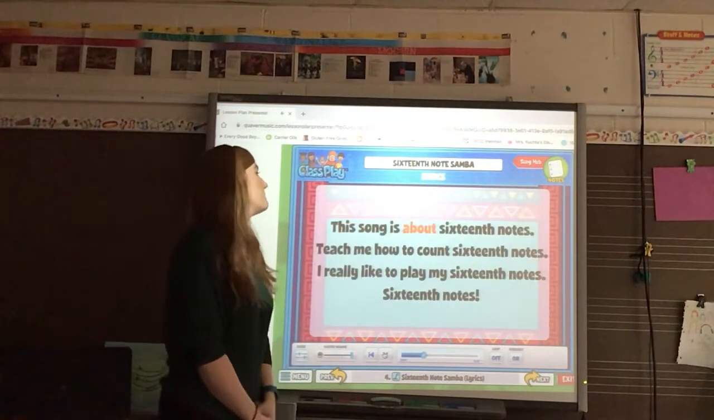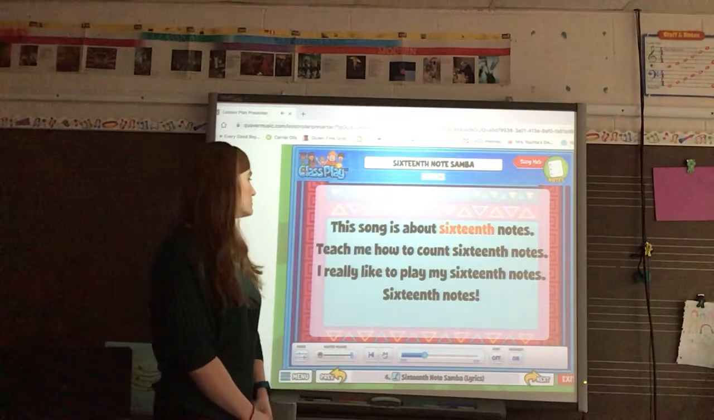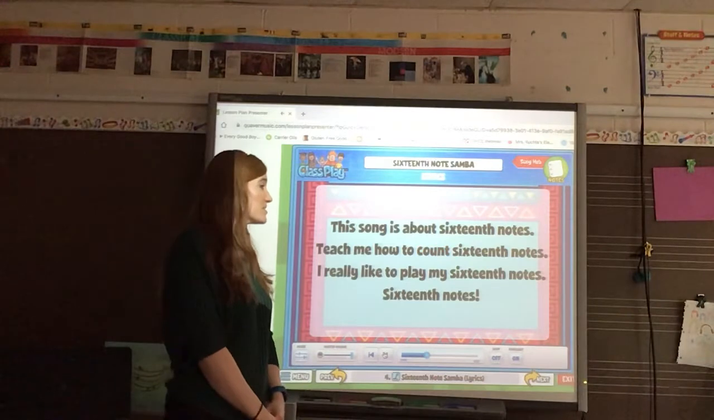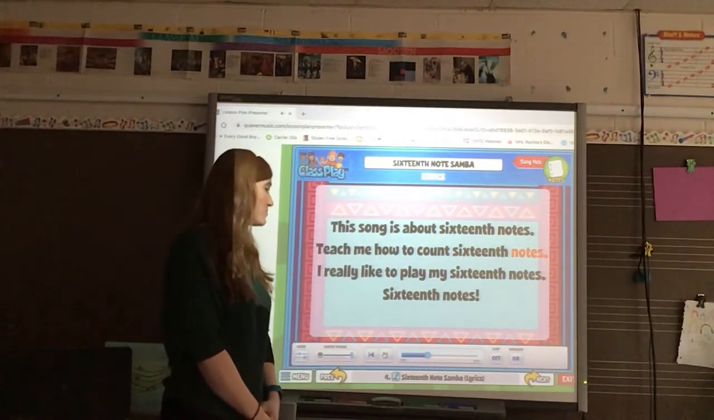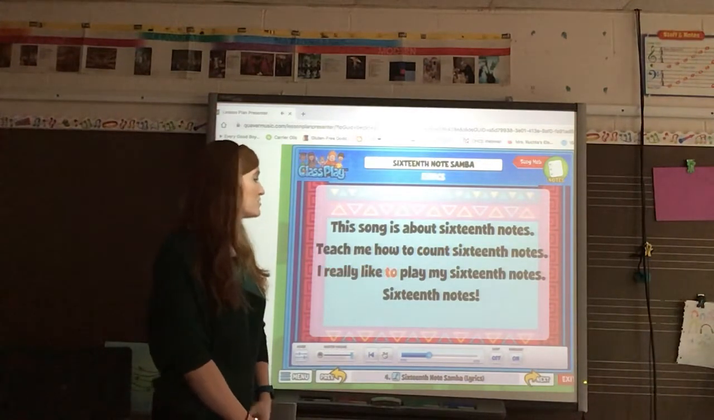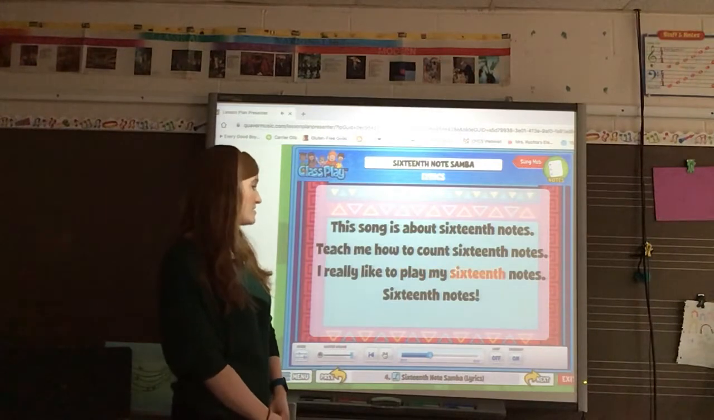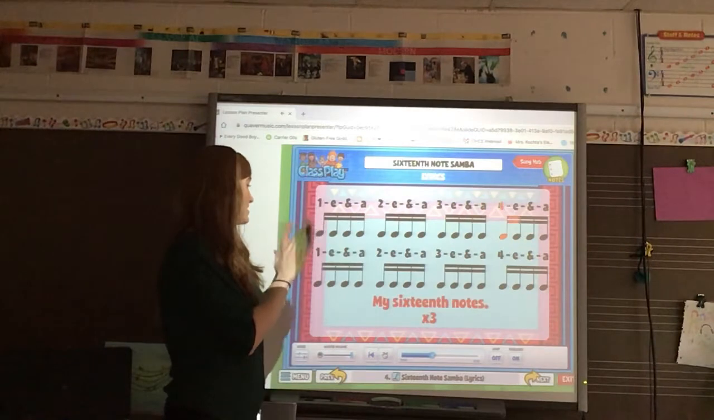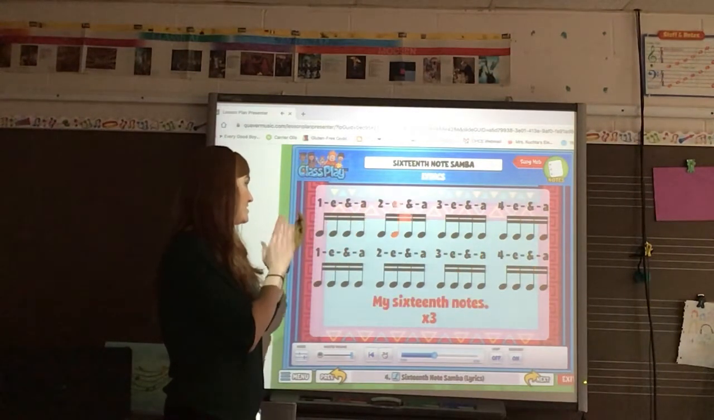This song is about 16 notes. Teach me how to count 16 notes. I really like to play with my 16 notes. Tika, 16 tika notes. Tika tika tika tika tika tika, 16 notes.